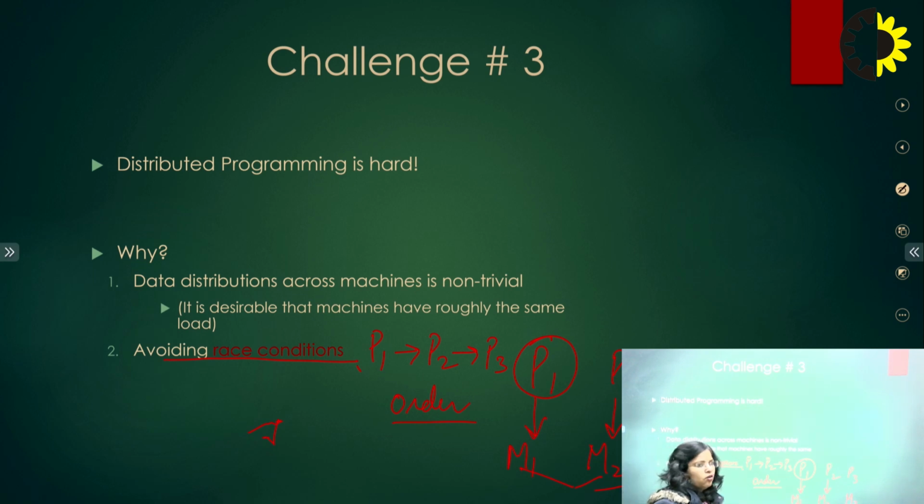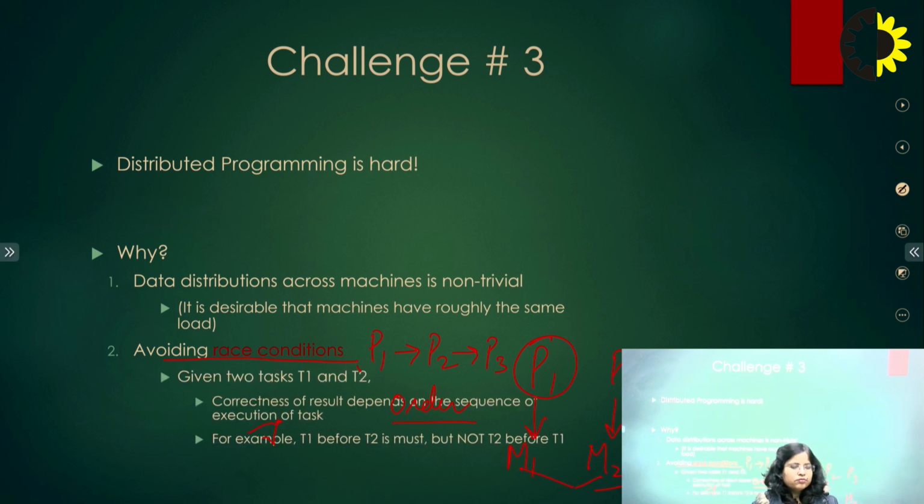Using this, we can avoid the race conditions. Avoiding race conditions is quite difficult in distributed programming. Given two tasks, T1 and T2, the correctness of results depends on the sequence of execution of tasks. For example, T1 before T2 is a must, but not T2 before T1. As I already told, with the three processes P1, P2, P3, the execution results will be in sequence: first P1 is executed, then P2, then P3.